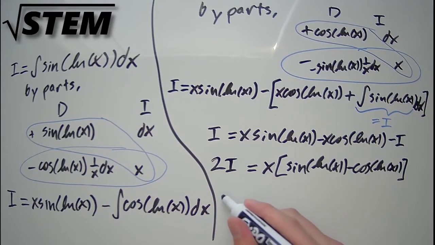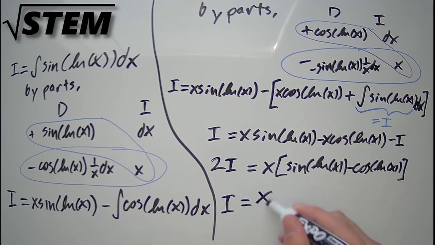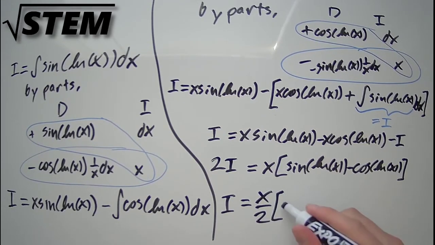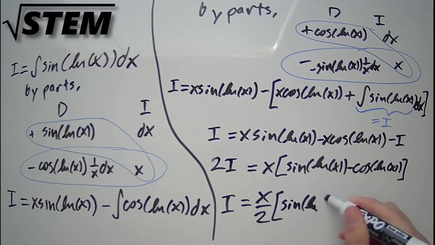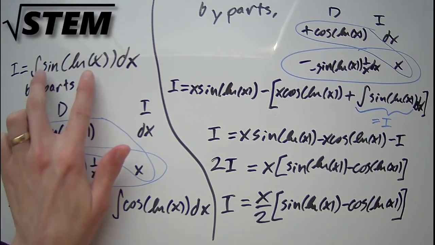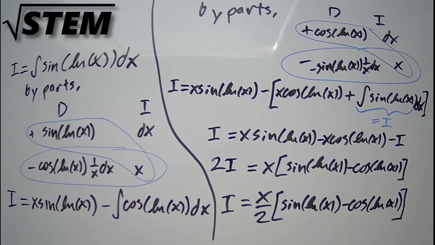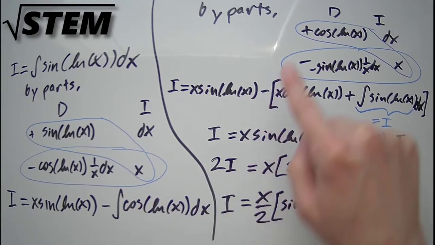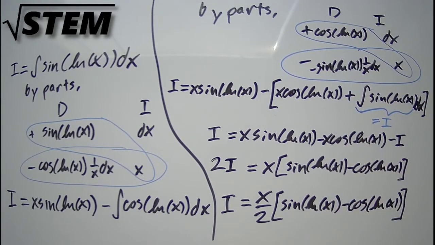Divide by 2. So at the very end, our integral is equal to x over 2 times the sine of natural log of x minus cosine natural log of x. So in the end, we could never actually integrate any of these terms with natural log inside of our trig functions directly, but integrating by parts, we were able to play with the derivatives of sine and cosine and end up with our integral showing up again, which led us to get an expression for what the integral equals.